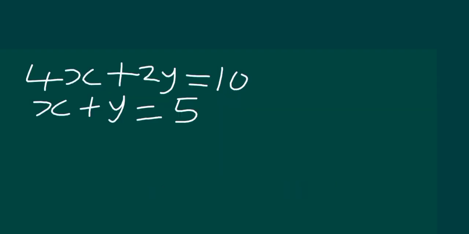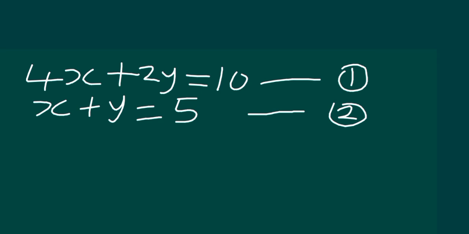Here, we have two equations. 4x plus 2y is equal to 10. Let's call this equation 1. And x plus y is equal to 5. Let's name this equation 2. In this case, the number of our equations is equal to the number of variables. Hence, this simultaneous equation has two unique solutions for x and y, and we will be finding these solutions using the method of substitution.